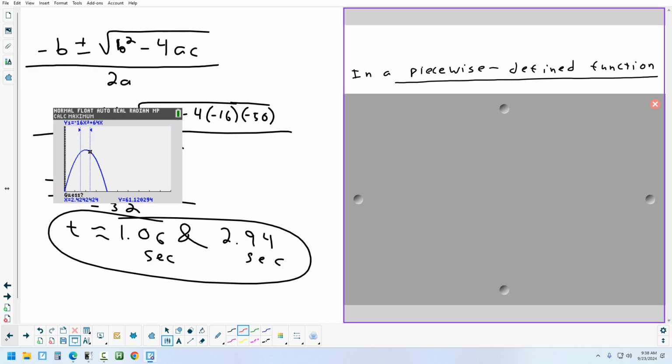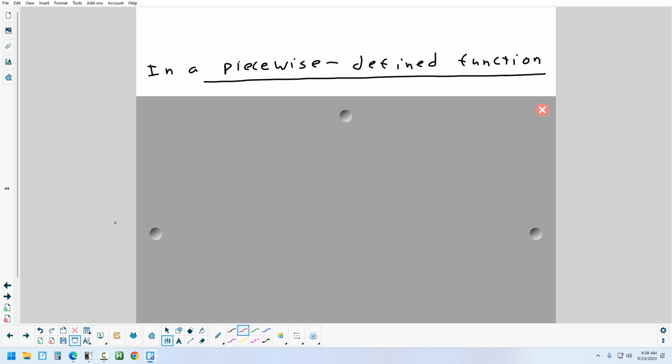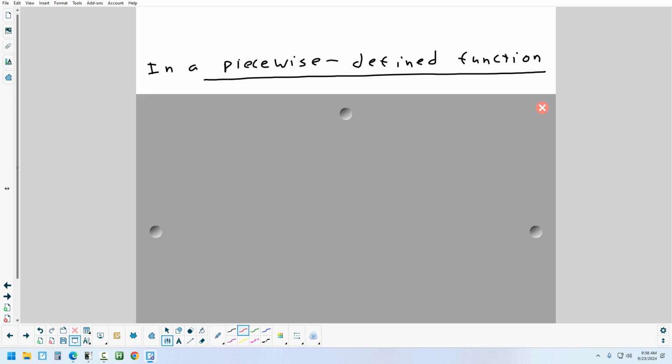Okay, last thing. So the last thing is it's just typing something in on the calculator. And it's what we call a piecewise function. When we type in a piecewise function, we're basically just graphing two things at the same time. That's all it is.